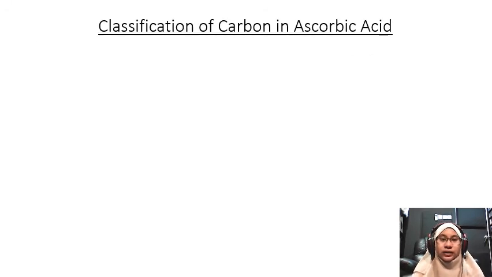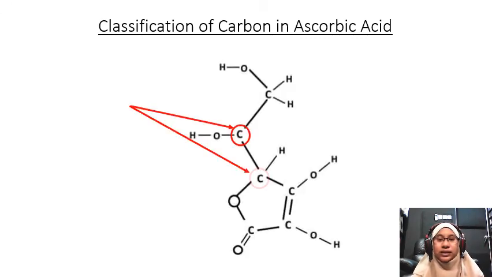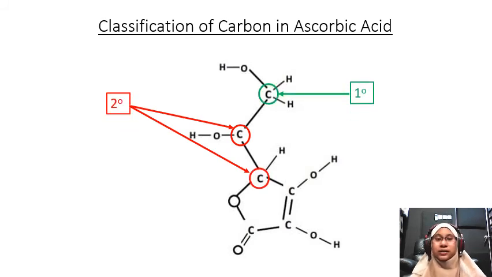Moving on, considering all of that, the classification of carbon in ascorbic acid is these three carbons. So these three carbons can be classified into secondary and primary carbon. The one in the little green circle is a primary carbon. The reason why it's primary carbon is because it's only attached to one other carbon, as you can see.